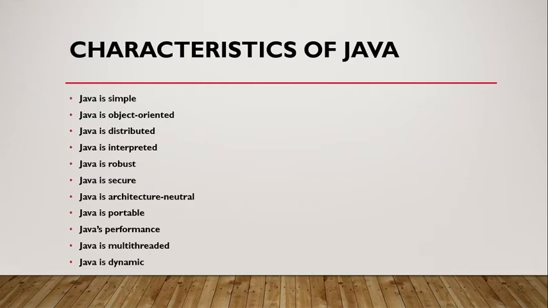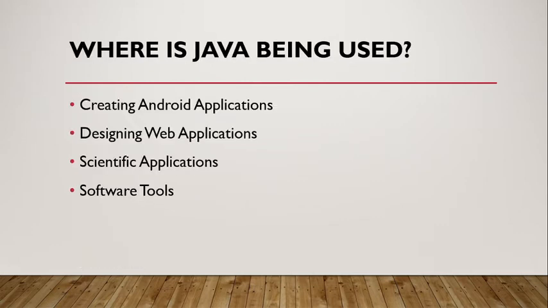Java programs can carry an extensive amount of runtime information that can be used to verify and resolve accesses to objects at runtime. Where is Java being used? For several years, Java has been the language of choice of naive and experienced programmers alike.